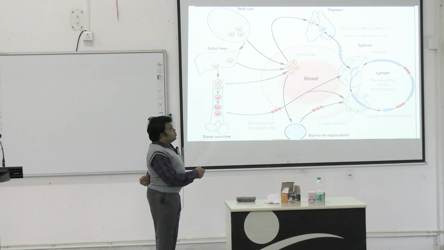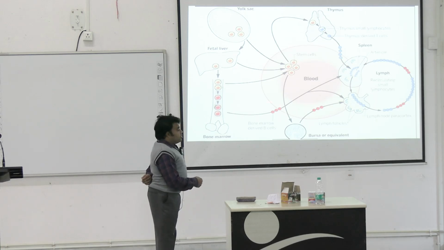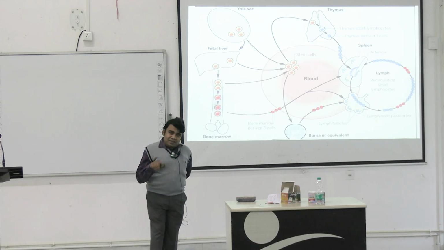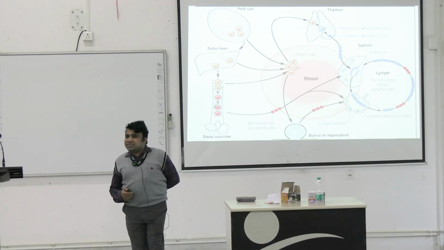Some of the cells will move to the thymus, mature over there, and then come into circulation. Those are called the T cells. Some cells from the bone marrow will mature, go to the lymph nodes, and in those lymphatic organs, they will mature. Those are called the B cells.